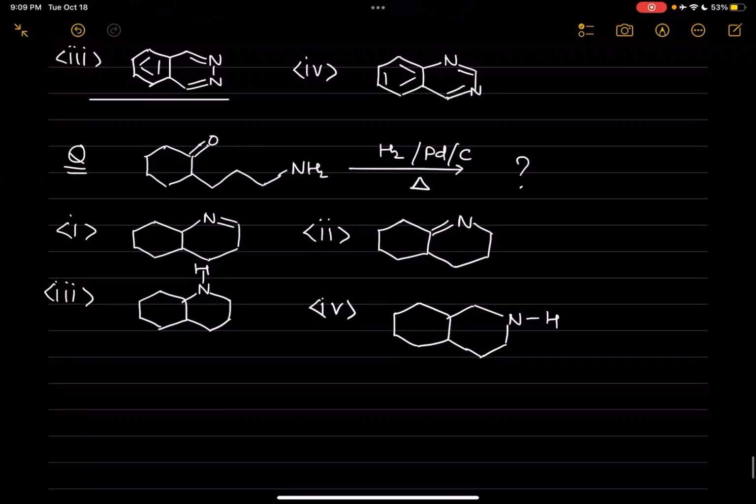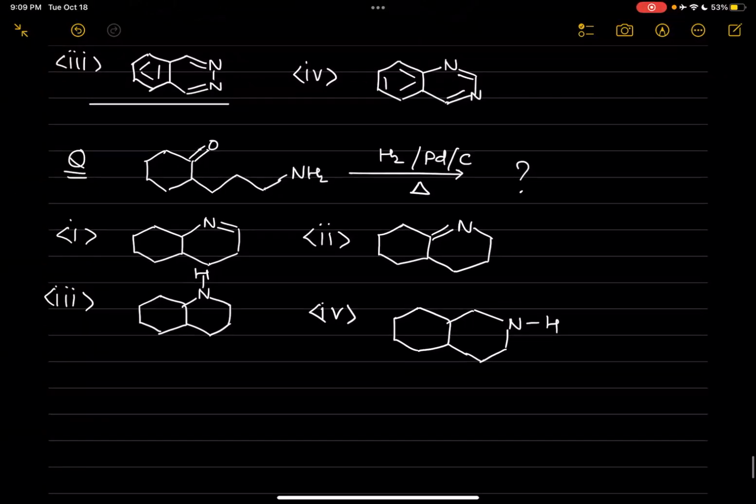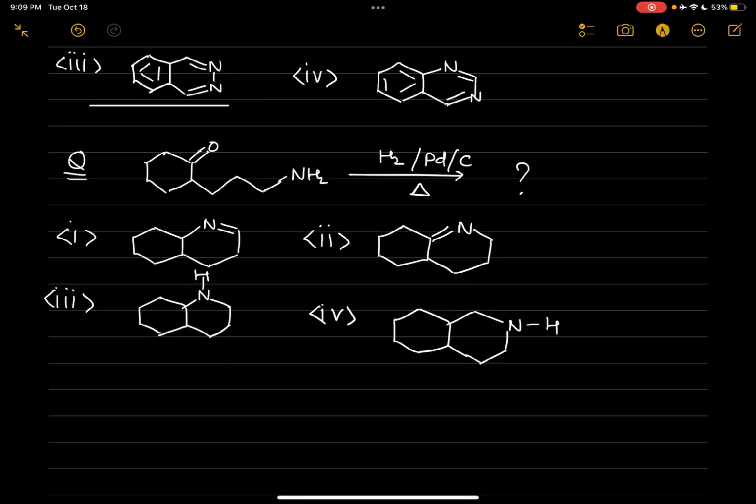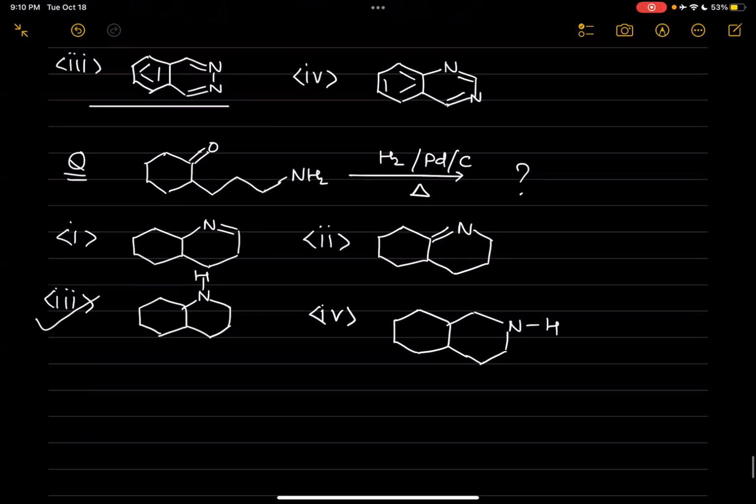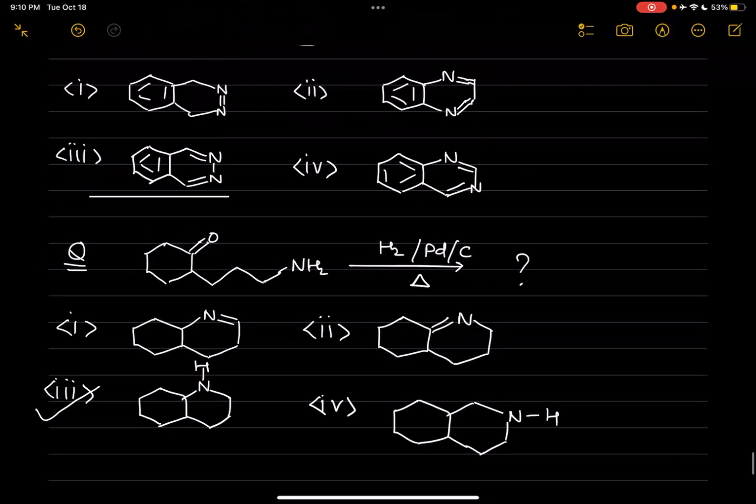It is a catalytic hydrogenation reaction, right? So you get the double bond. You got option 2. Okay. But the final answer is going to be option 3. Why? Because of hydrogen being added. Yeah, hydrogen being added, exactly. Okay. So that's how you are going to do it, right?